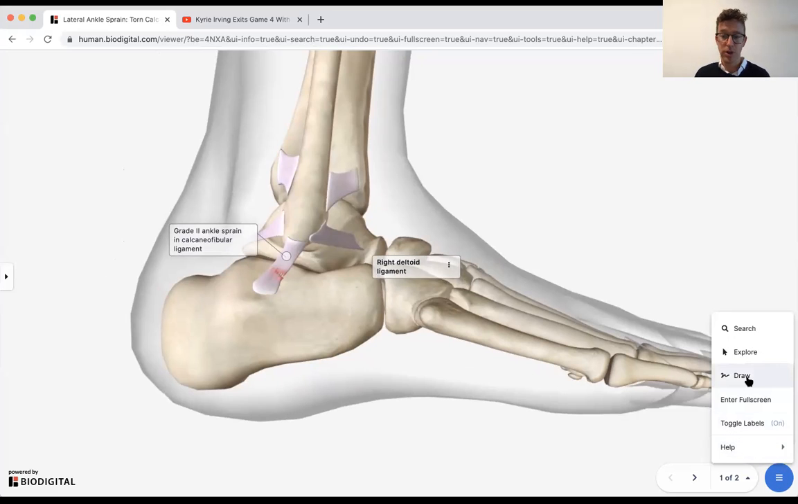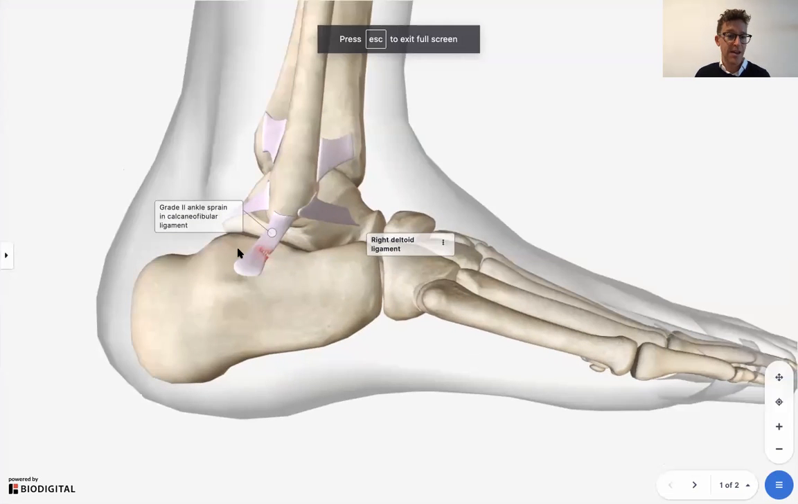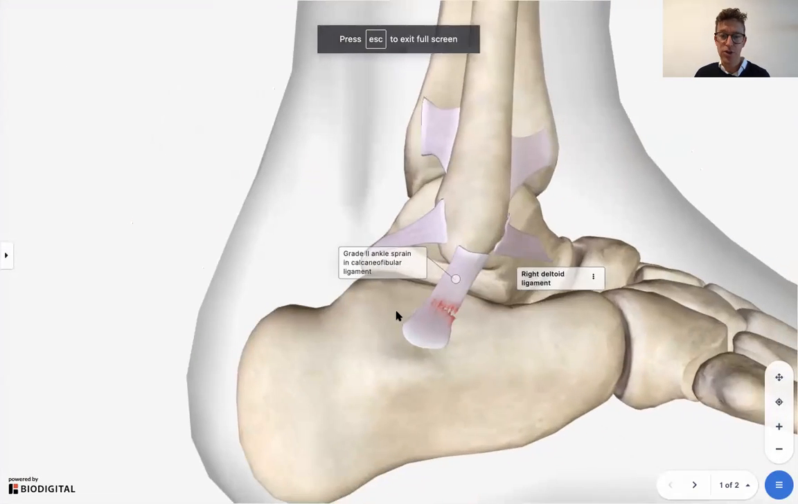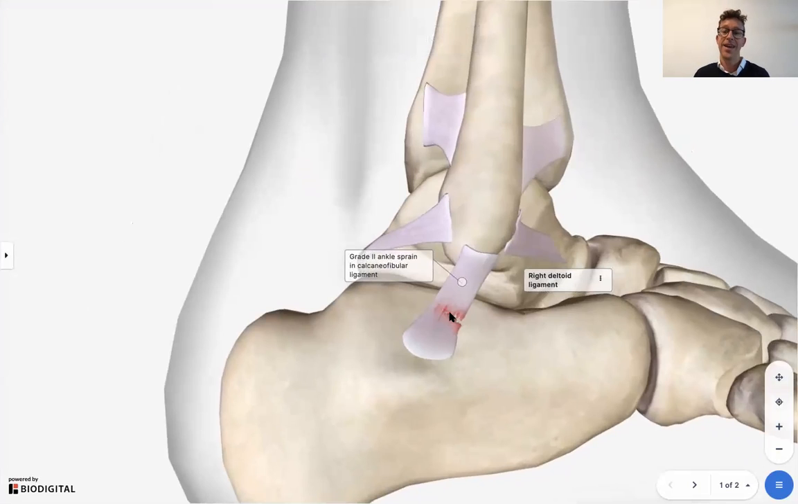So right here, what you're looking at as I enter full screen, here is a grade 2. A grade 2 is a partial thickness tear in this ligament. Grade 1 is less than this partial tear, and grade 3 is a full thickness tear in the ligament.